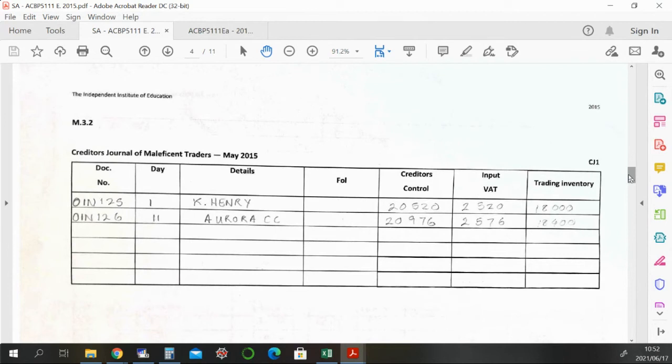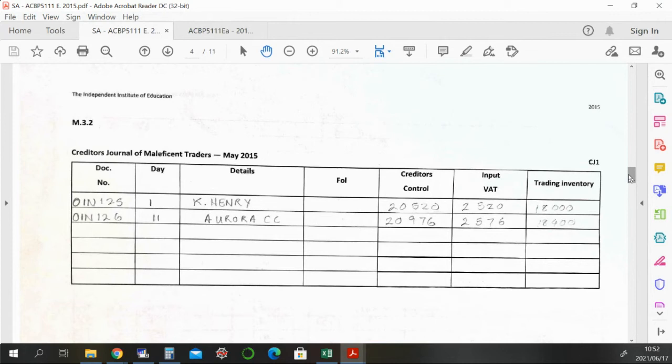Okay, so the next thing they wanted us to do is the Creditors Journal. They actually didn't ask us to do the journal entries. They didn't ask us to do that. I think it's like you said last time, they tried to catch you out. Yeah, they're trying to catch you out. I thought they would have asked it, but okay, it's fine.